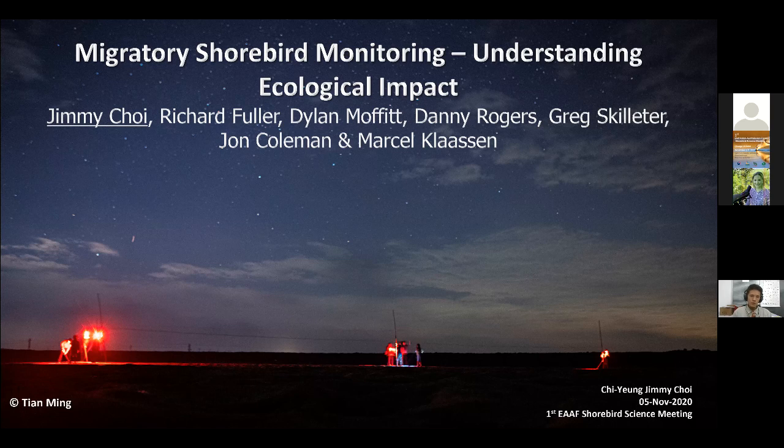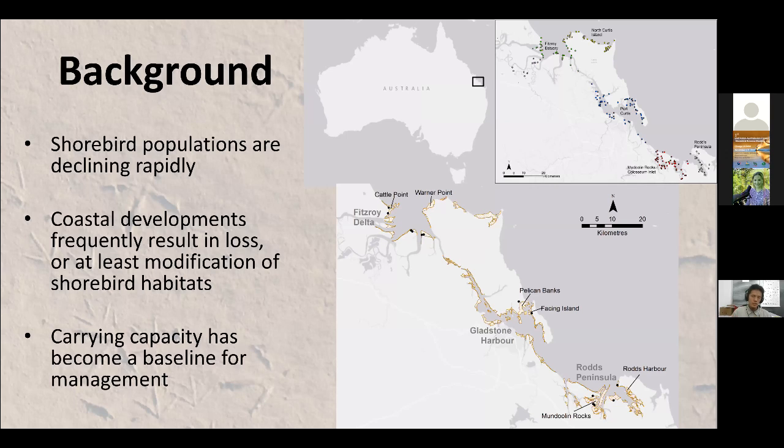So to give you a bit of background, shorebird populations are declining rapidly along the Flyway, we all know that. And coastal development frequently results in loss or at least modification of the shorebird habitats. Because of all of this, carrying capacity has become a baseline for management.